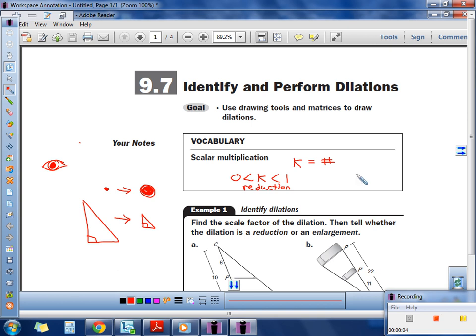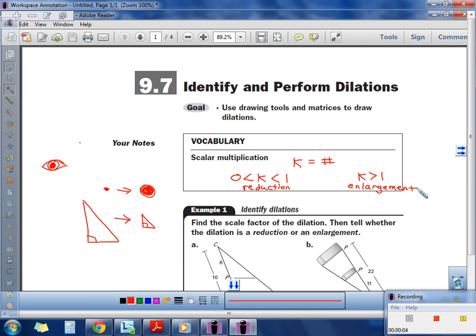What are my values for an enlargement, though? Y'all remember those values? Greater than 1 is an enlargement. Any values greater than 1, when you multiply them, it's going to make the figure bigger. Just think about your height. If you take your height and you multiply by 2, what happens? You double your height. So that's a good example.